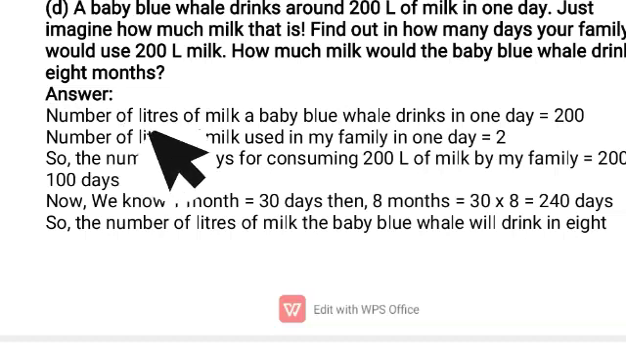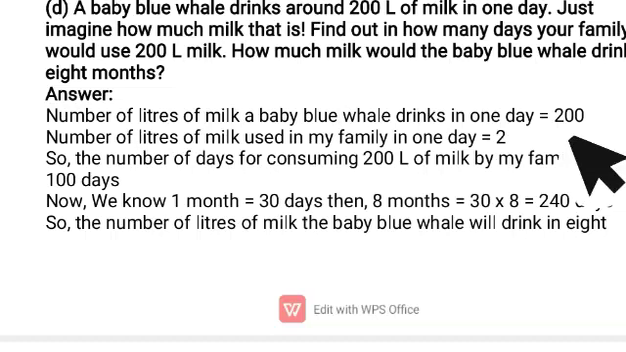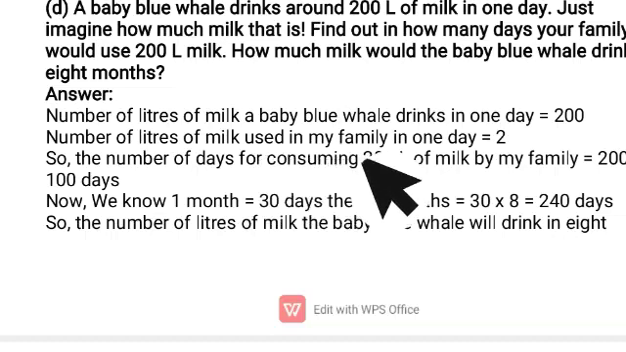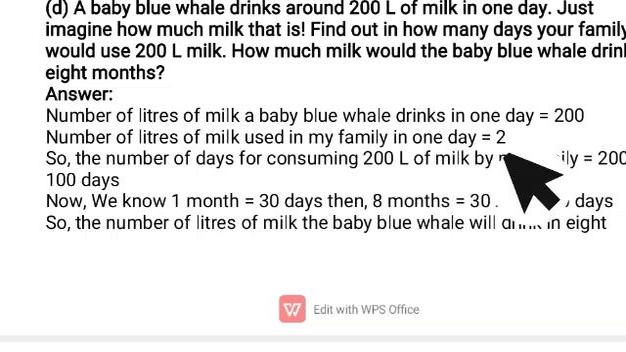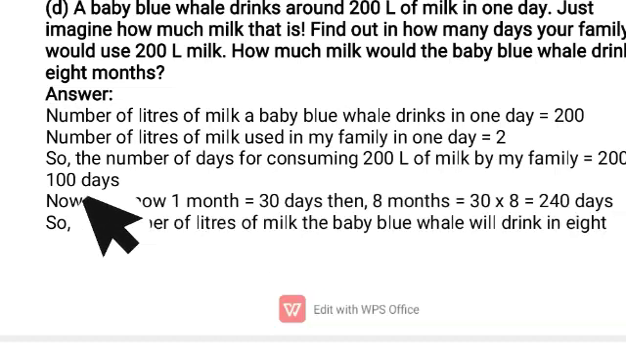The number of liters of milk a baby blue whale drinks in one day is 200. The number of liters of milk used in my family in one day is 2. So in my home 2 liters of milk is used every day. So 200 liters of milk will last in our home for 100 days.